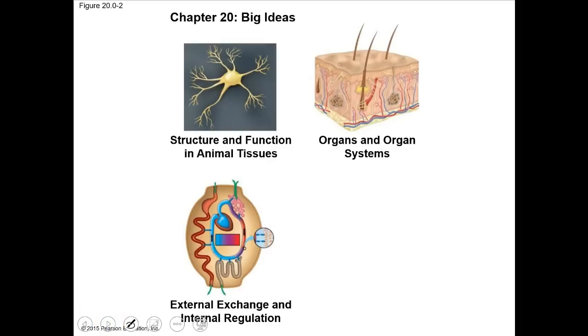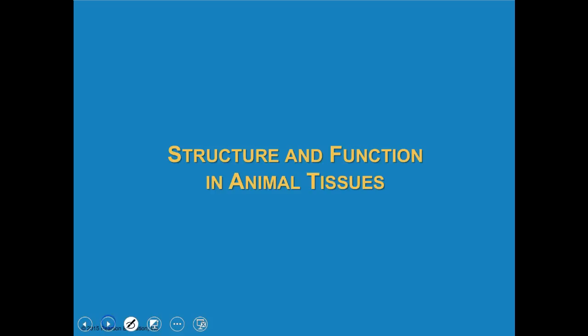Okay, so we're going to look a little bit at everything, and it really shouldn't be too long. We'll talk about the basics of structure and function in animal tissues. We'll get into this a little further at the end of the semester when we start our little anatomy lesson. You'll want to know some things about organs and organ systems as you do your project, and then we'll briefly talk about internal and external exchange and regulation.